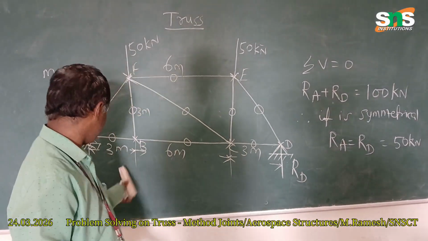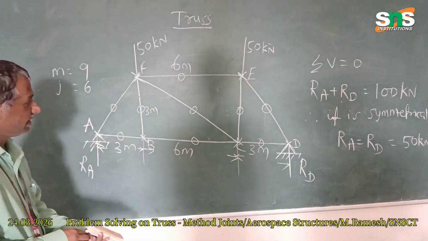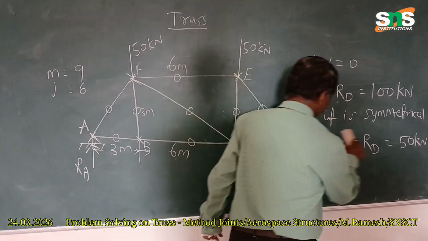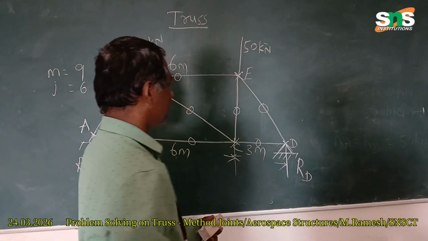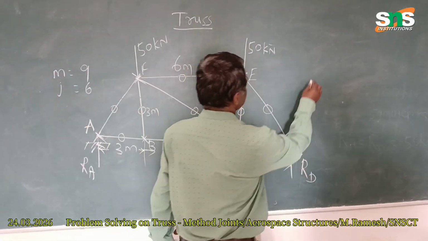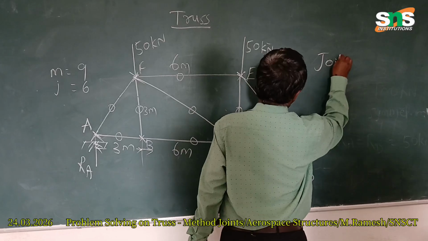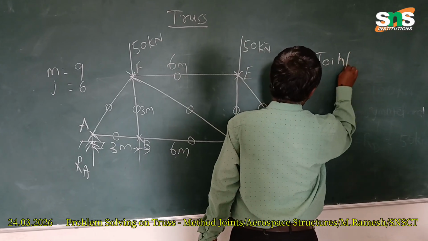After finding the reactions, you go for the method of joints approach. So first we have to identify a joint.